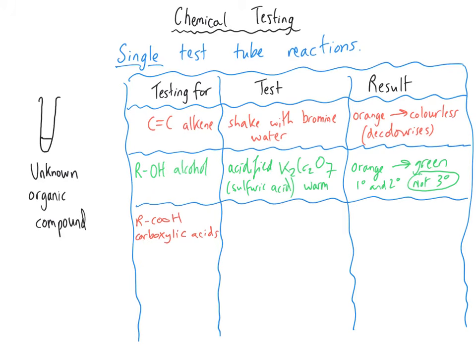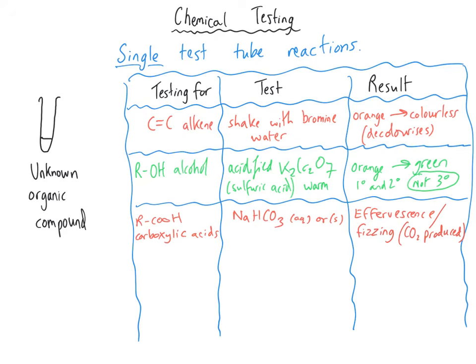The next test that you need to know is the carboxylic acid test, and to do this you would use sodium hydrogen carbonate either as a solution or as a solid powder form. And what you would observe is effervescence, or simply fizzing. The reason for this effervescence, this fizzing, is that CO2 has been produced.